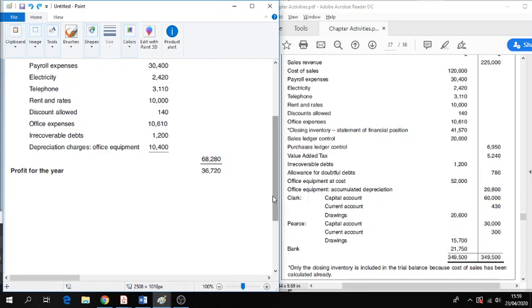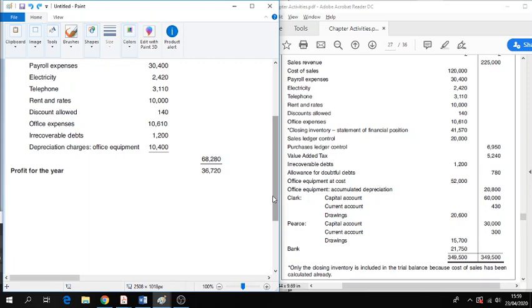Salaries we know affects profit. Interest on capital is a cost to the business. It will affect profit. And interest on drawings will affect profit in a favourable way. Salaries, profit comes down. Interest on capital, profit comes down. Interest on drawings, profit will go up.